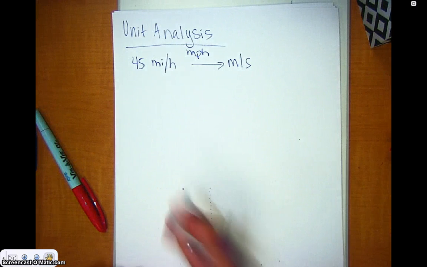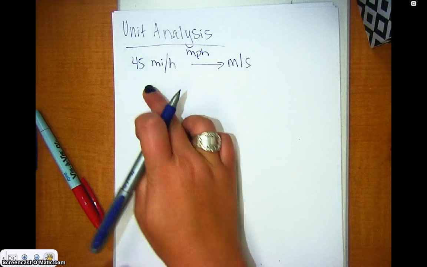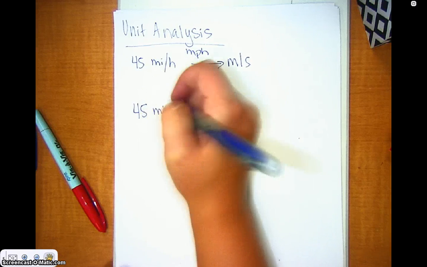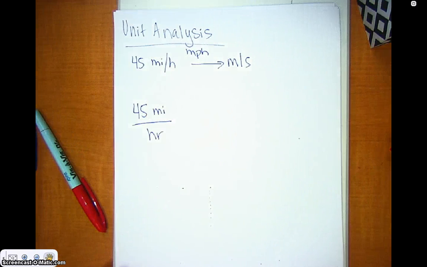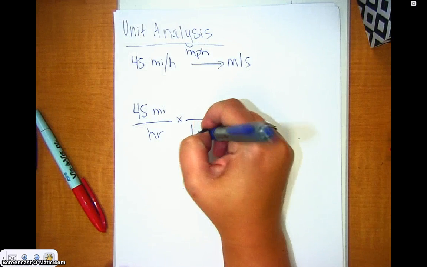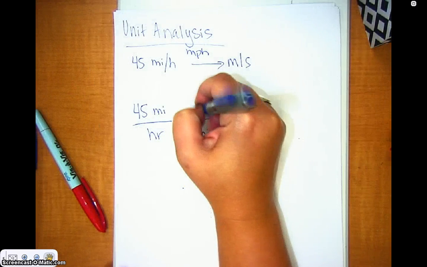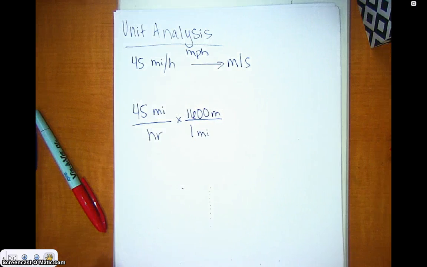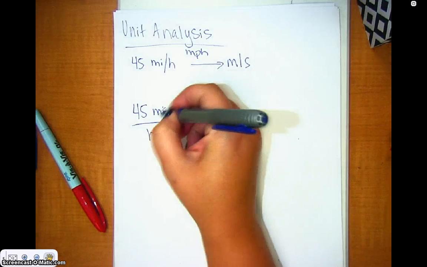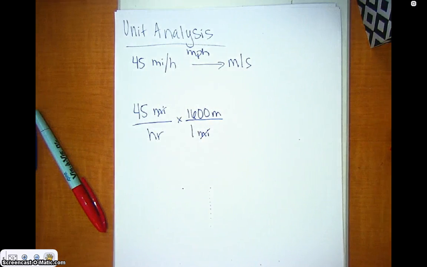So I always start with unit analysis by writing the number that I'm given, and I'm going to convert to meters per second. So I've got 45, and I'm going to put miles on top over 1 hour on the bottom. And in order to go from miles to meters, I can say that 1 mile is roughly 1,600 meters. And you can look that up. You can Google it or whatever in order to get the right amount. So I put the 1 mile on the bottom, so my miles will cancel, and the 1,600 meters on top. So I have my top unit where I want it to be.